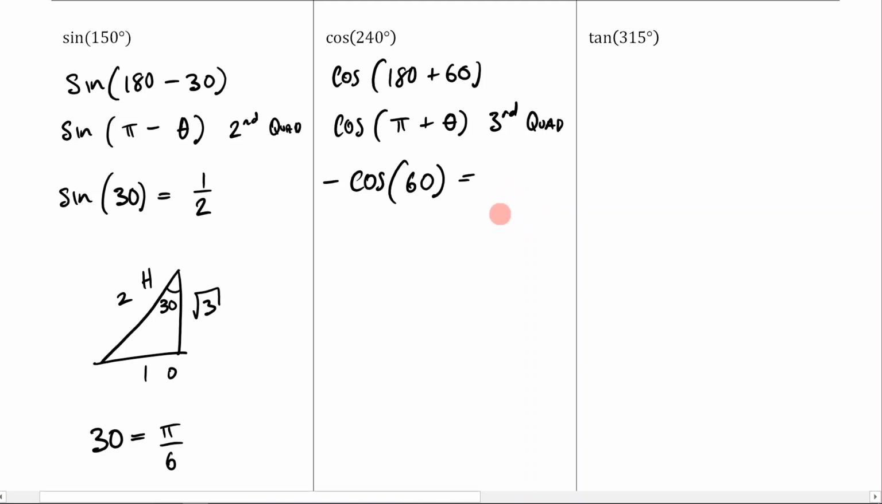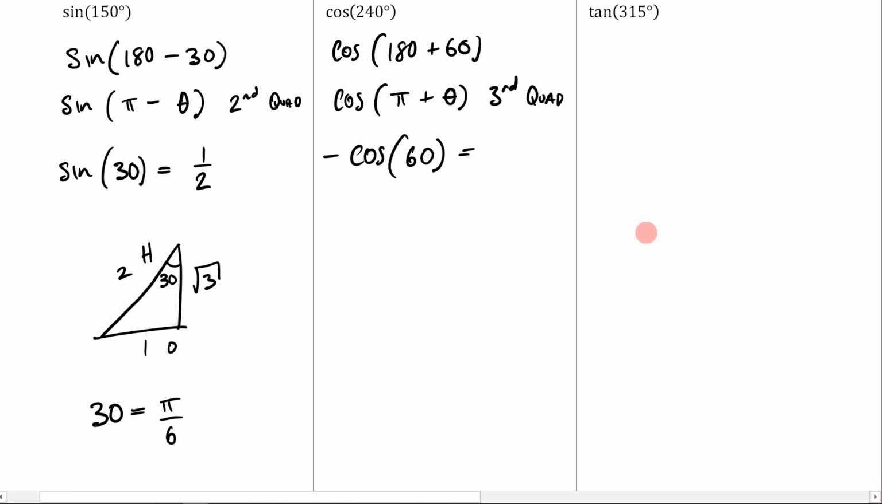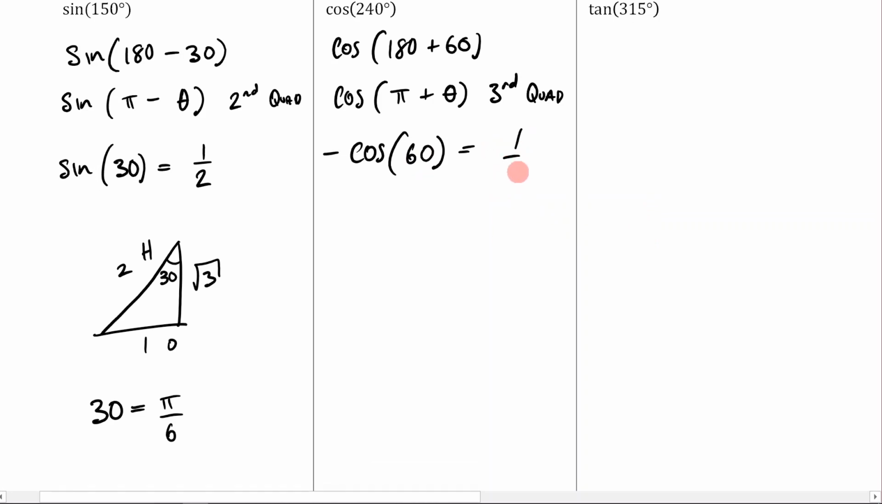Sorry. I always think that's pi on 6. It's not, it's pi on 3. That's going to be negative a half. Ooh, nearly messed it up. So it's negative because that's negative, and then just take your time with this one.